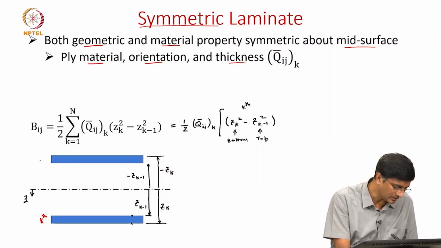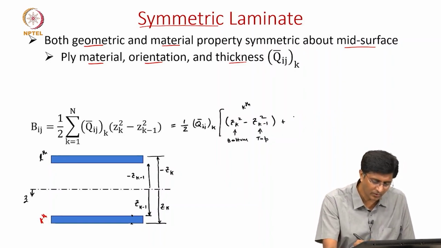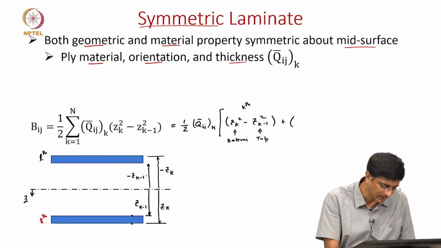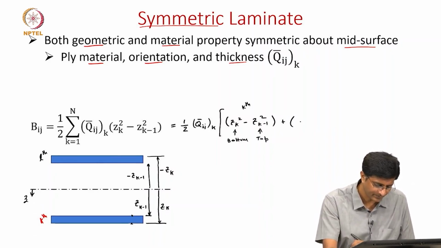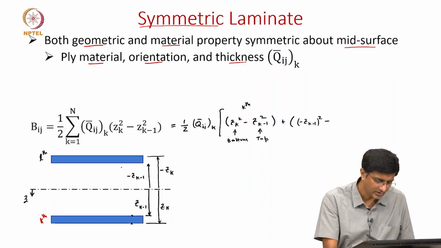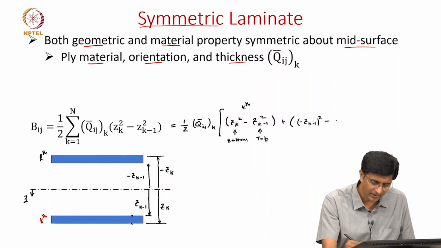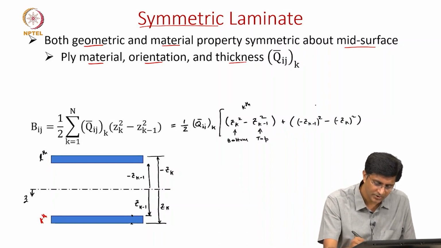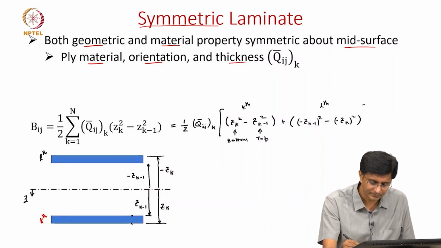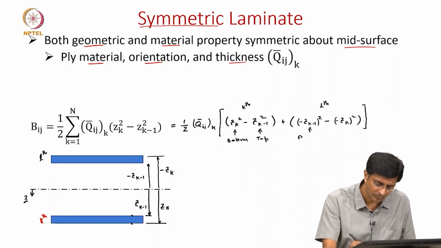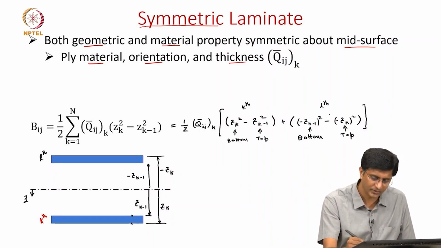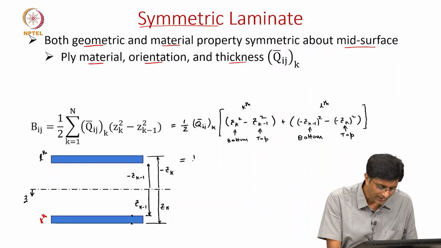So let's now call this the symmetry of this kth layer as the lth layer. Then we should now write it as starting from the bottom. Bottom of this lth layer is minus Zk minus 1 whole square minus top of the lth layer, which will be minus Zk square. So this is for the lth layer. So again, let me point out this is for the bottom and this is for the top of the lth layer.